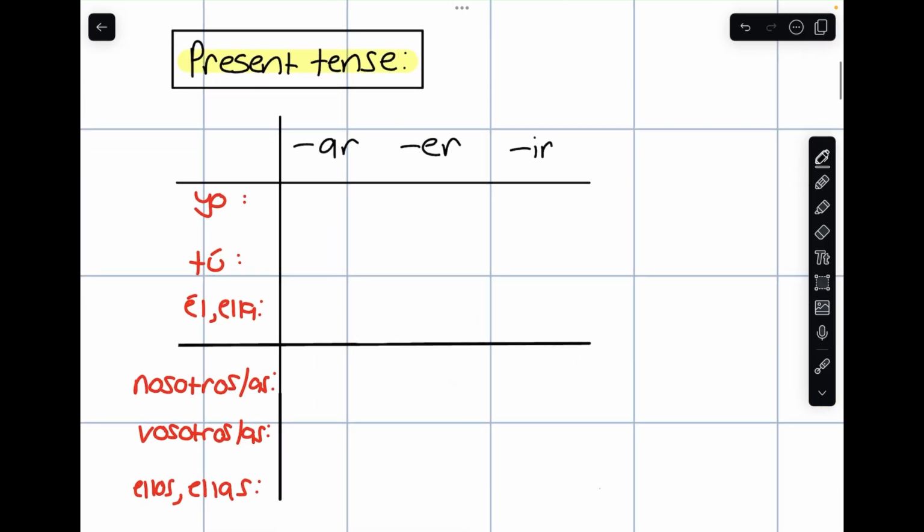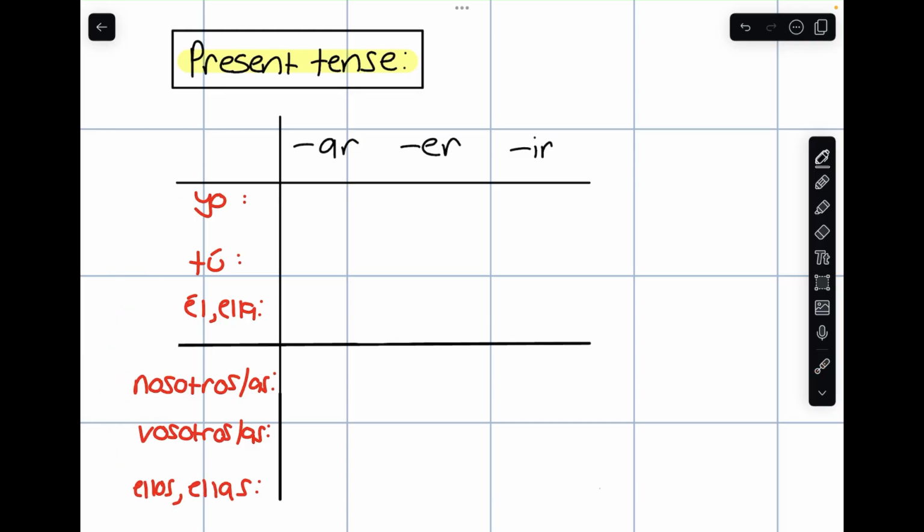So the present tense is used when we're talking about actions that happen on a regular basis. They happen normally, they happen habitually. For example, every day I eat pizza. We know that the action happens every day. Bueno. Now in Spanish, to conjugate a verb, we have to take off the infinitive ending, that is AR, ER or IR, and then we add on the new ending depending on who is talking.